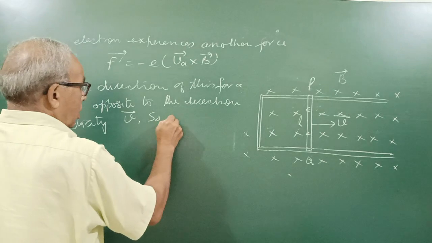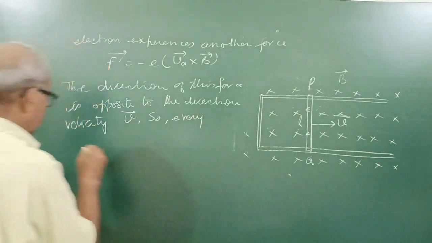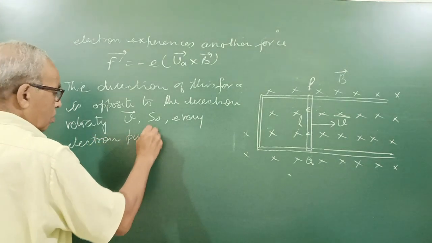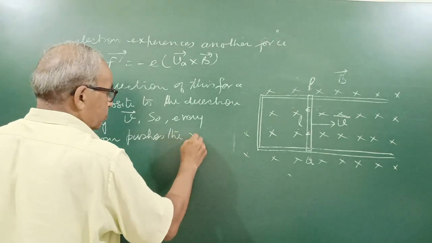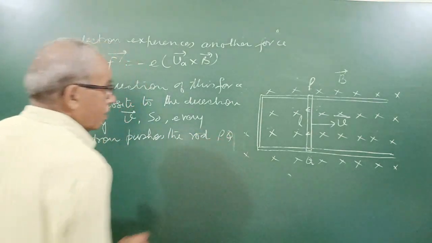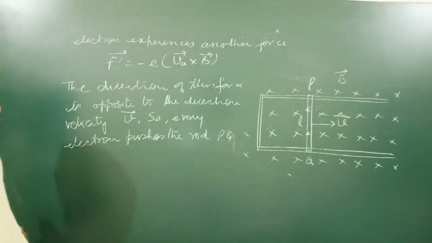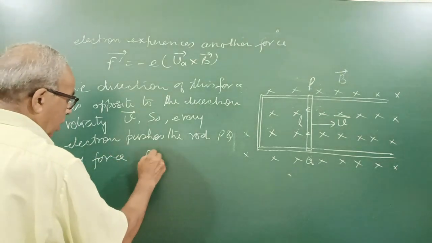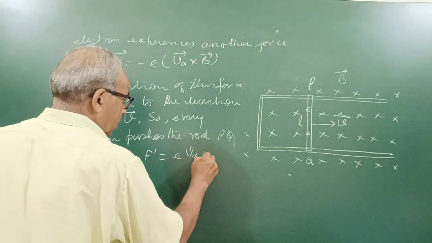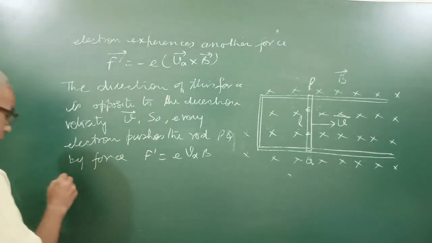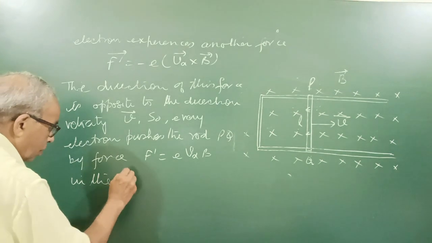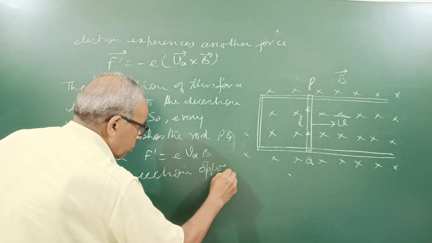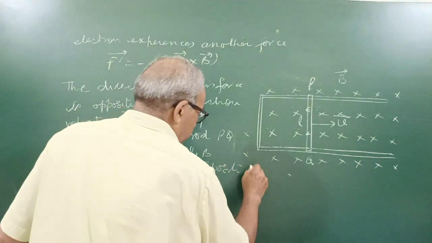So every electron pushes the rod PQ by force F dash equal to e Vd B in the direction opposite to velocity v.